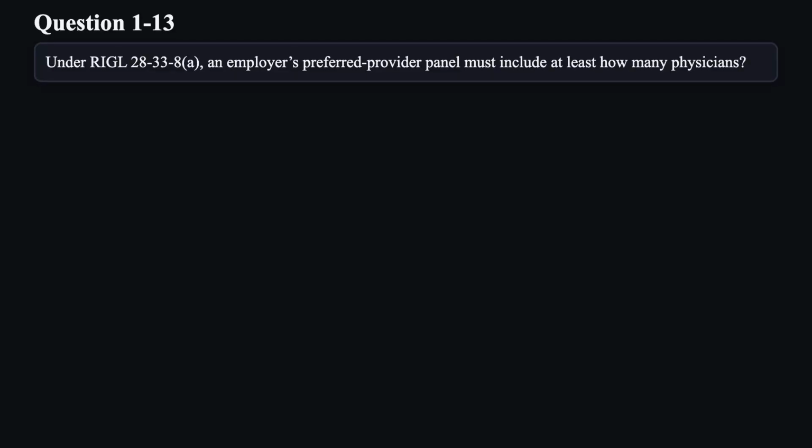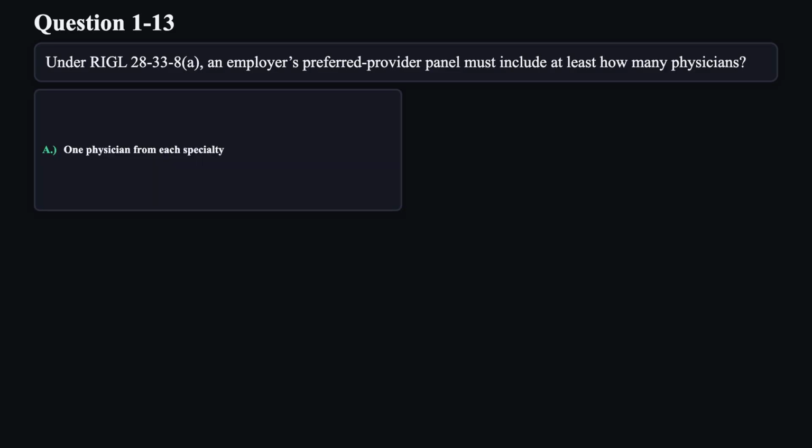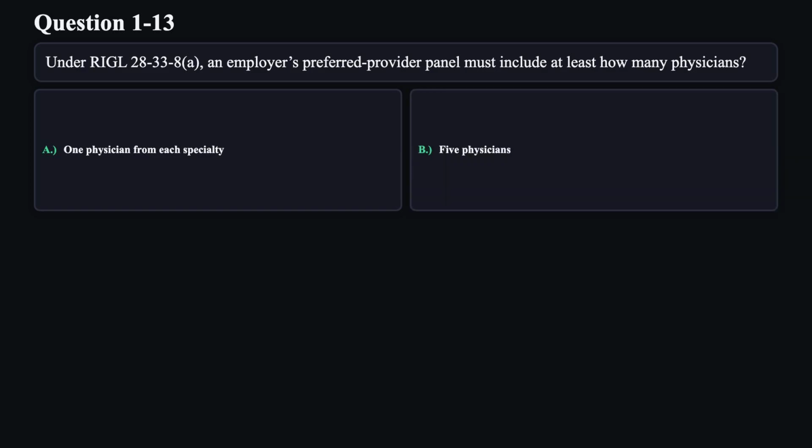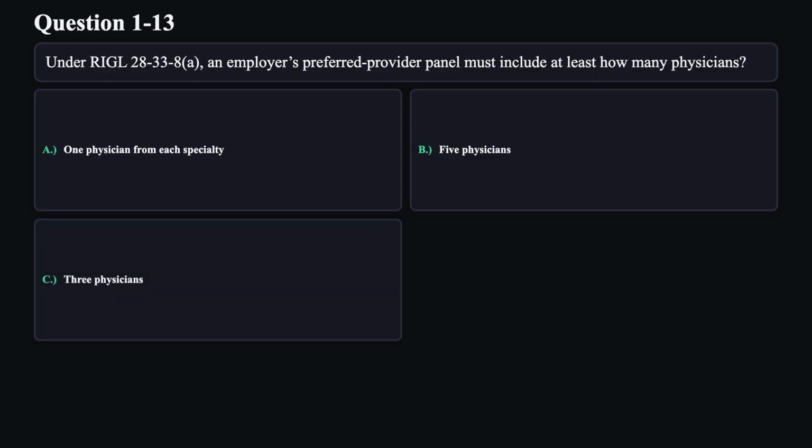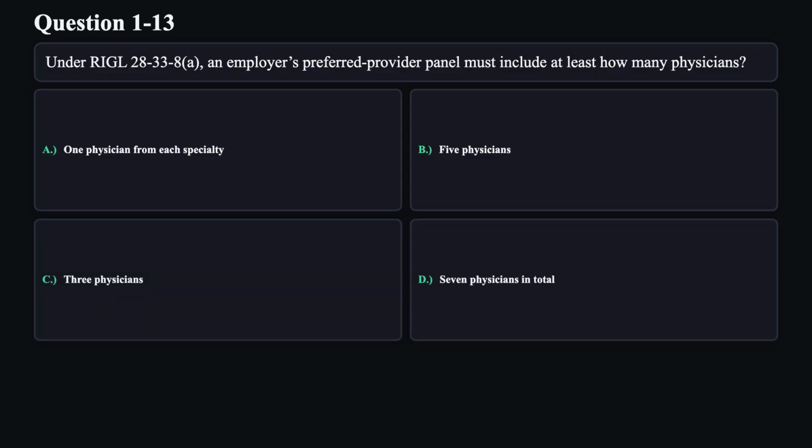Question 13. Under RIGL 28-33-8A, an employer's preferred provider panel must include at least how many physicians? A. 1 physician from each specialty. B. 5 physicians. C. 3 physicians. D. 7 physicians in total.